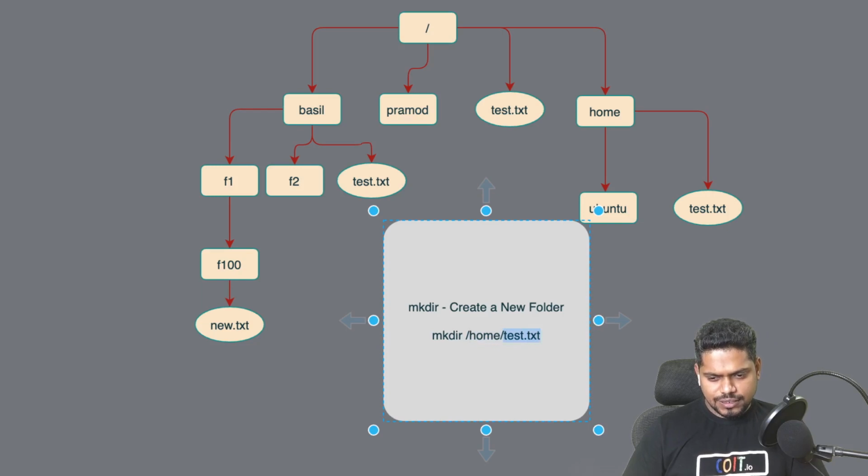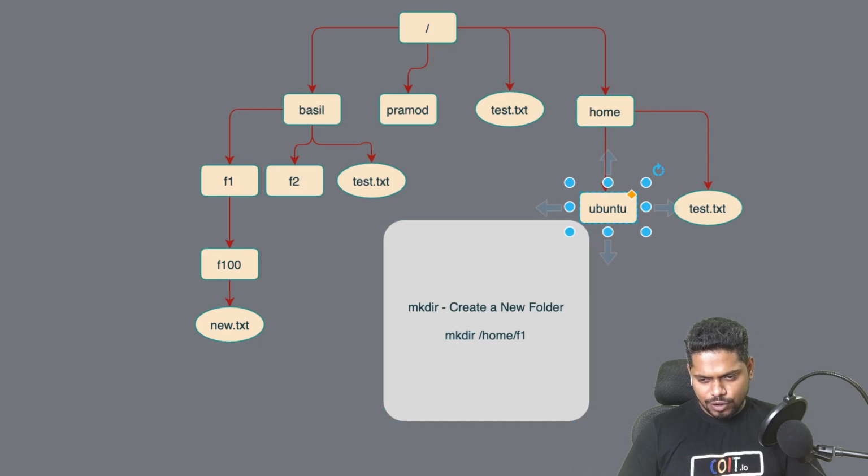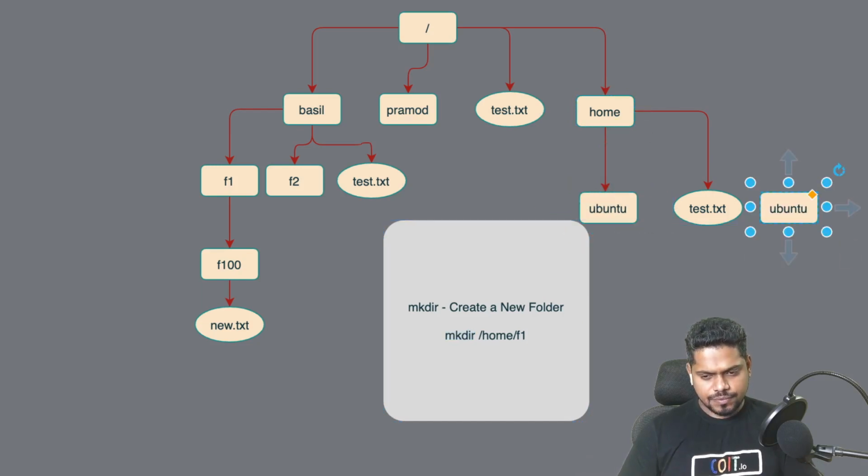So assume inside the /home, I want to create a folder with the name f1. f1 is the name of the folder that I want to create. So I can use the command mkdir space /home/f1. What this command will do is, it would create a folder with the name f1 inside the /home folder. So this is the folder that this command will create, mkdir space /home/f1.